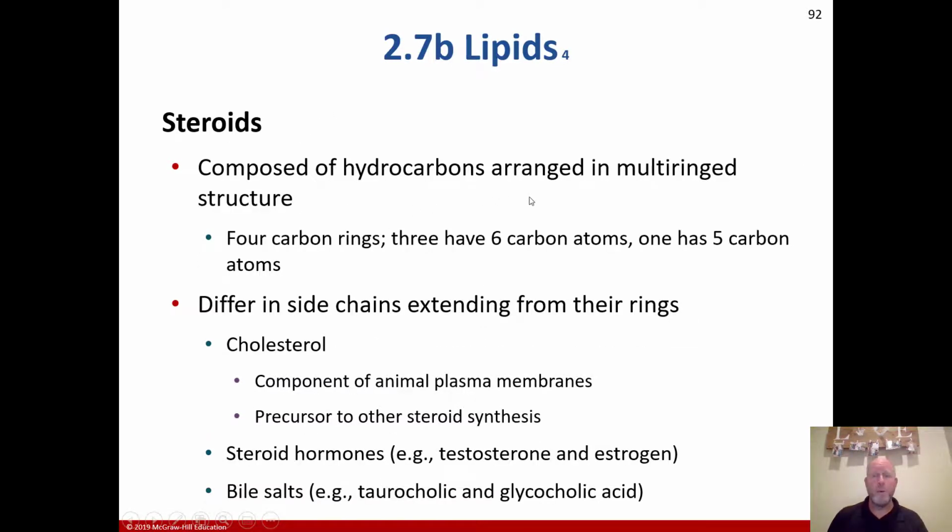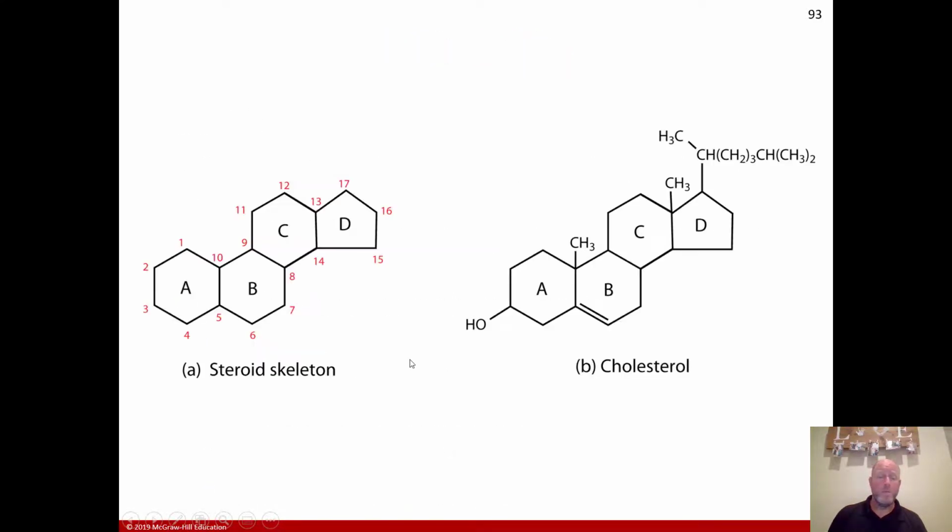Steroids are composed of hydrocarbons arranged in a multi-ring structure. 4 carbon rings, 3 have 6 carbon atoms, 1 has 5 carbon atoms. They differ in the side chains extending from their rings. Cholesterol is a component of animal plasma membranes, and steroids are formed from cholesterol. It's a precursor to other steroid synthesis. Steroid hormones like testosterone and estrogen are examples, as are bile salts, taurocholic and glycocholic acid, for breakdown. And here's an example of a steroid skeleton, looking quite similar to cholesterol because steroids are formed from cholesterol.